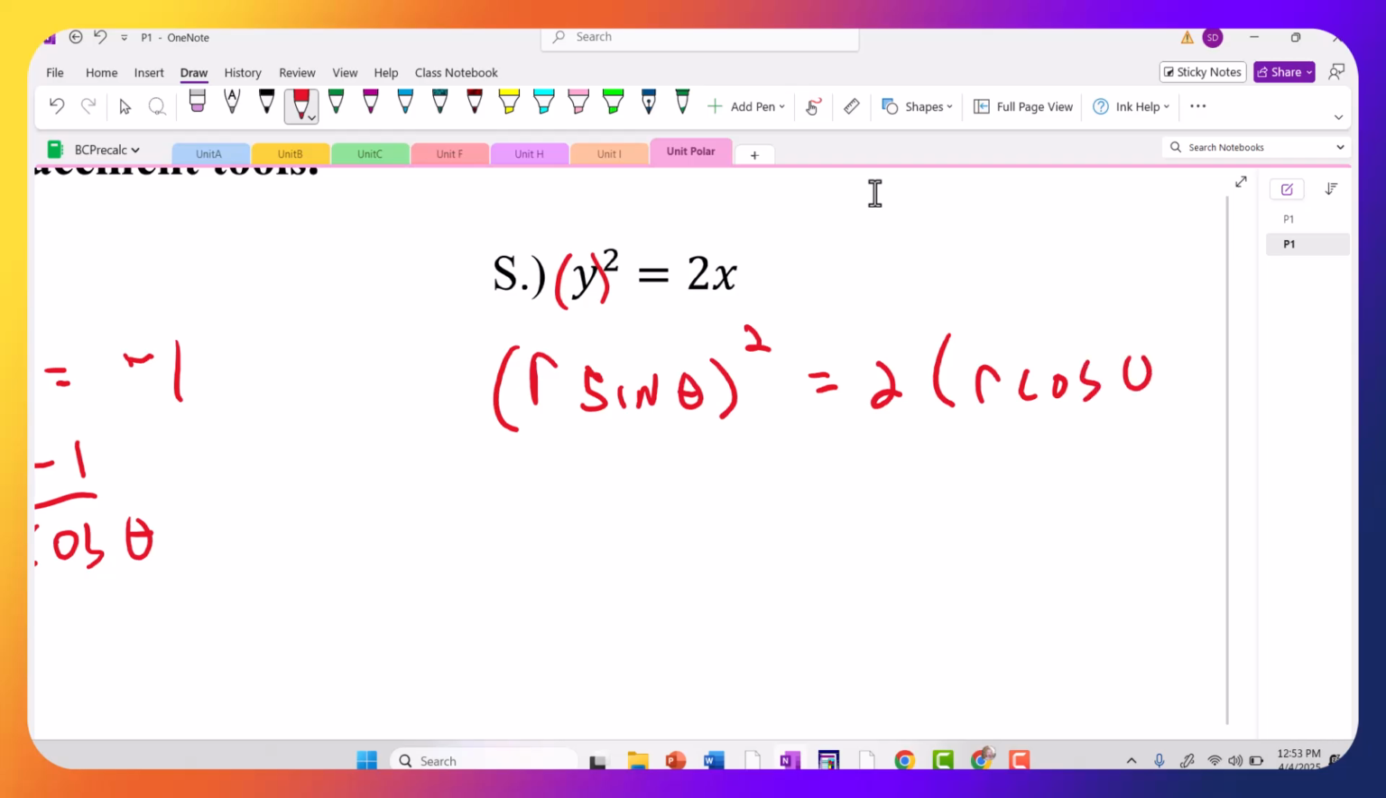And then I just did this. I'm like, you know what? I don't know what to do on this. So here's what I did next. And then two people fainted in fourth hour. It's like, what? R squared is R, and sine squared is sine.